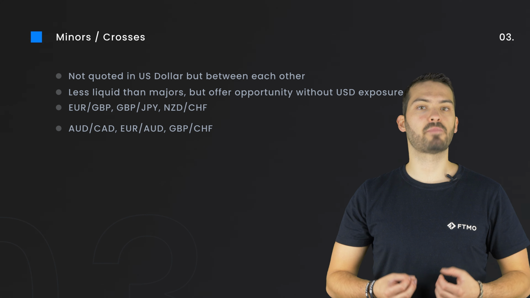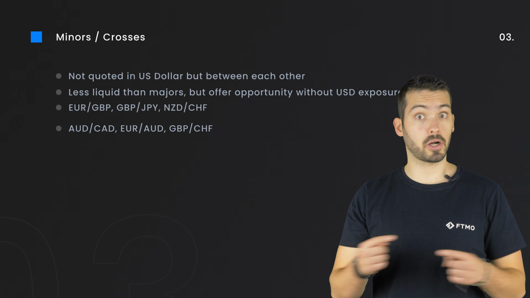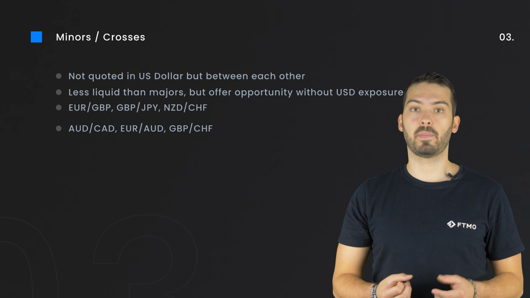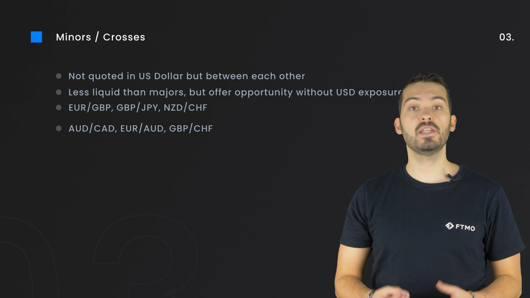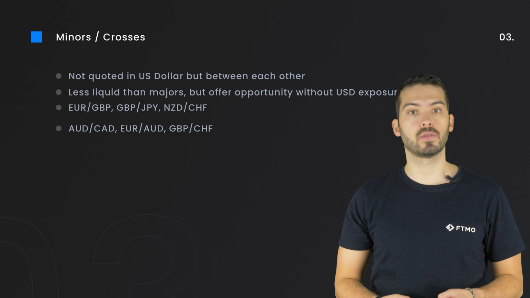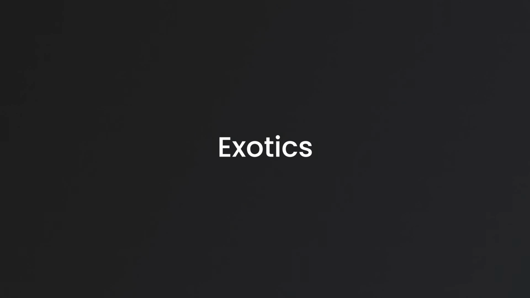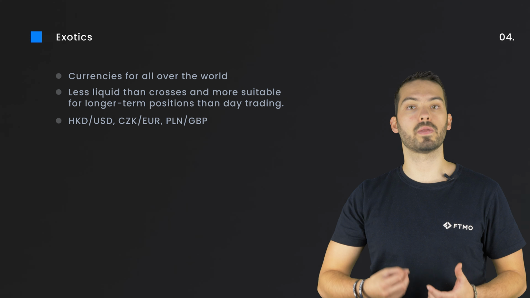Minors. These pairs are not quoted with US dollars, but between each other. Euro and British pound, Aussie dollar and Japanese yen, New Zealand dollar and Swiss franc, and so on. These pairs are usually less liquid, but offer a great opportunity to those traders that don't want to get exposed to the dollar. Exotics. Exotics include currencies from all over the world.